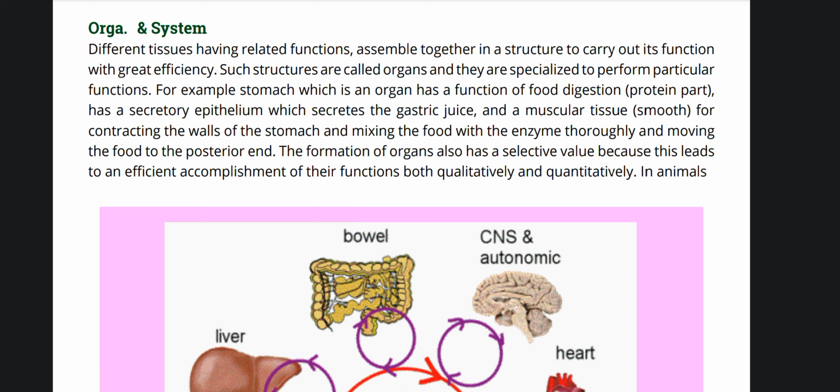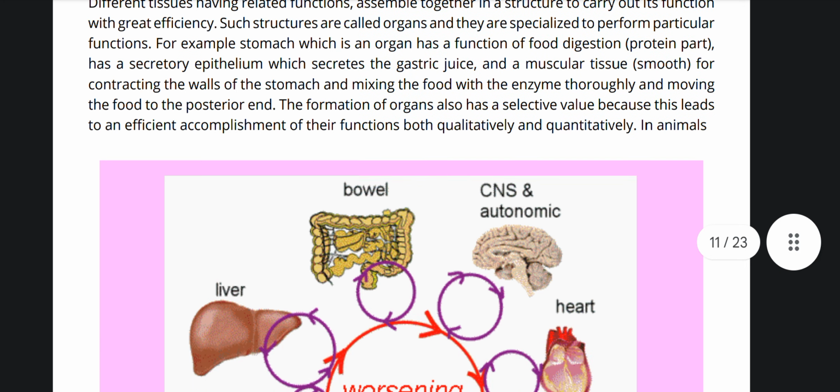The stomach has a secretory epithelium, which secretes the gastric juice, and a muscular tissue, which is smooth muscle, for contracting the walls of the stomach, mixing the food with the enzyme thoroughly, and moving the food to the posterior end. The formation of organs also has a selective value, because this leads to an efficient accomplishment of their functions, both qualitatively and quantitatively.